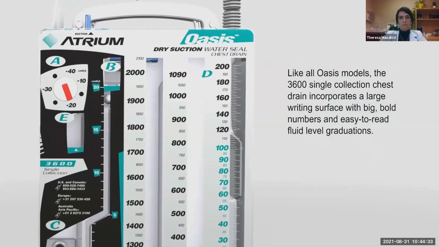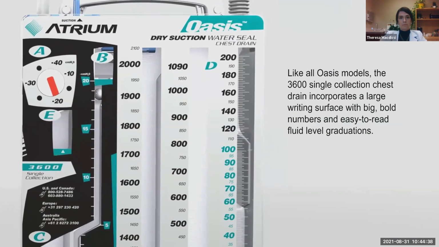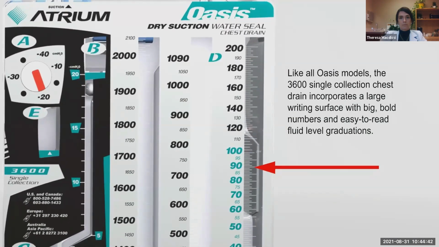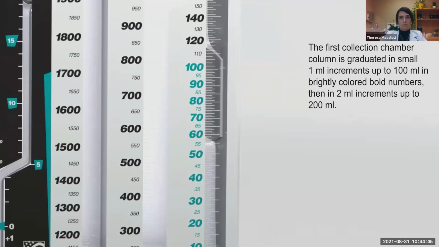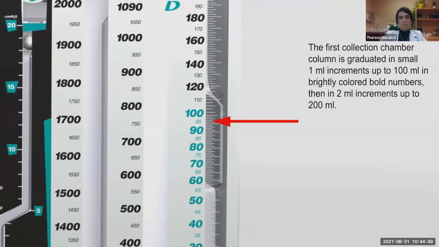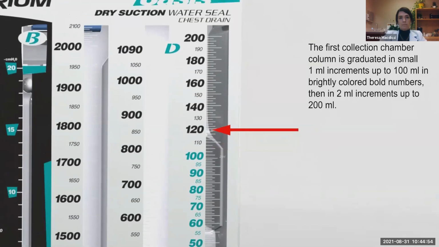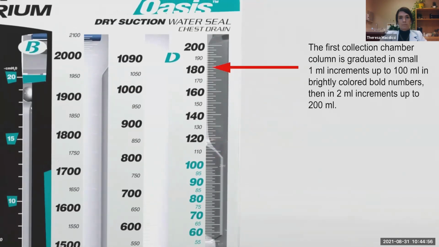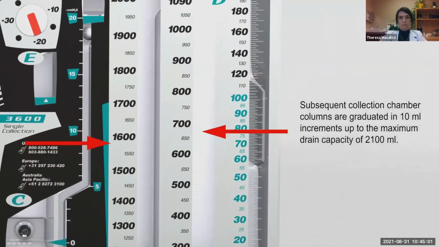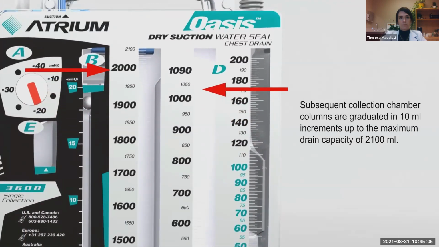Like all Oasis models, the 3600 single collection chest drain incorporates a large writing surface with big, bold numbers and easy-to-read fluid level graduations. The first collection chamber column is graduated in small 1 milliliter increments, up to 100 milliliters in brightly colored bold numbers. Then, in 2 milliliter increments up to 200 milliliters. Subsequent collection chamber columns are graduated in 10 milliliter increments up to the maximum drain capacity of 2100 milliliters.